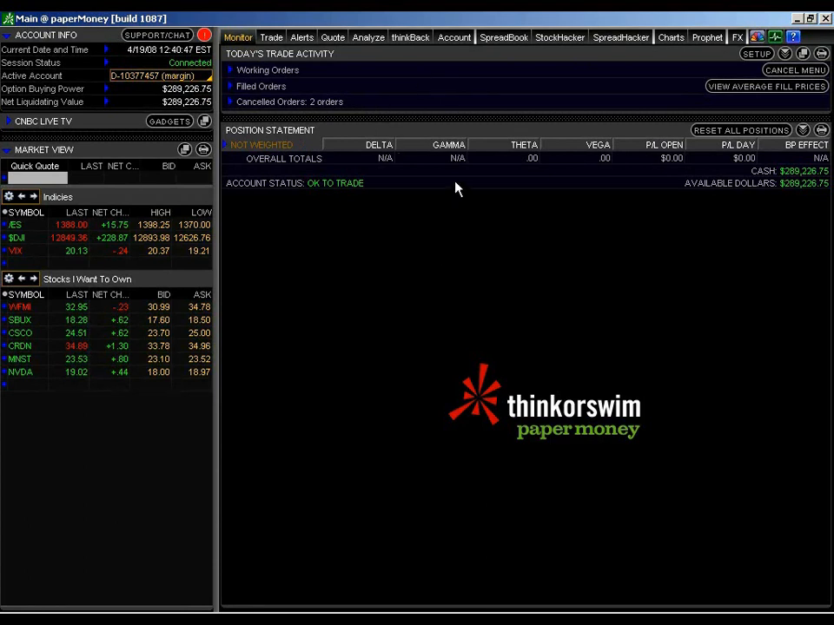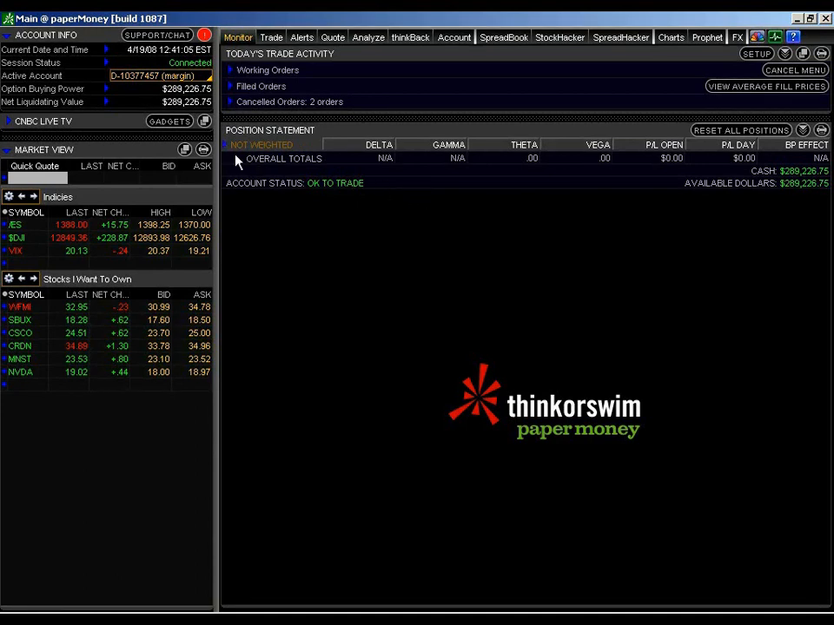Now, when you open up the platform for the first time, you're going to see the Monitor tab. The Monitor tab allows you to take a look at all of your current positions. This is your position statement. Since this is a paper trading account, I don't use it anymore. There's no positions in here.